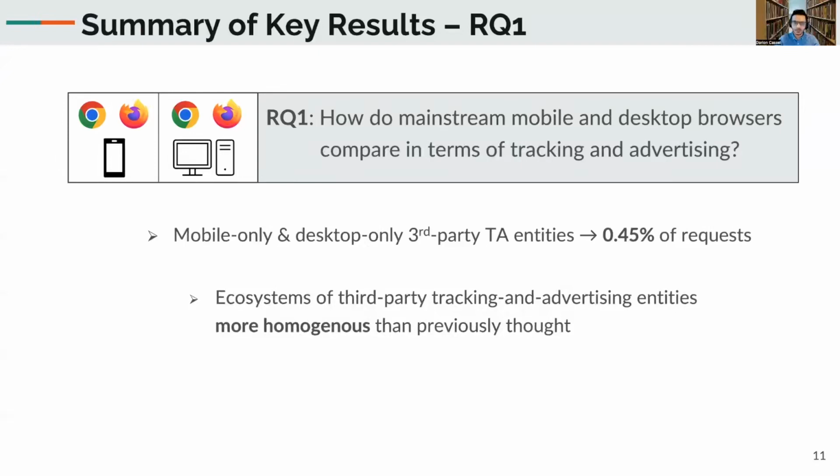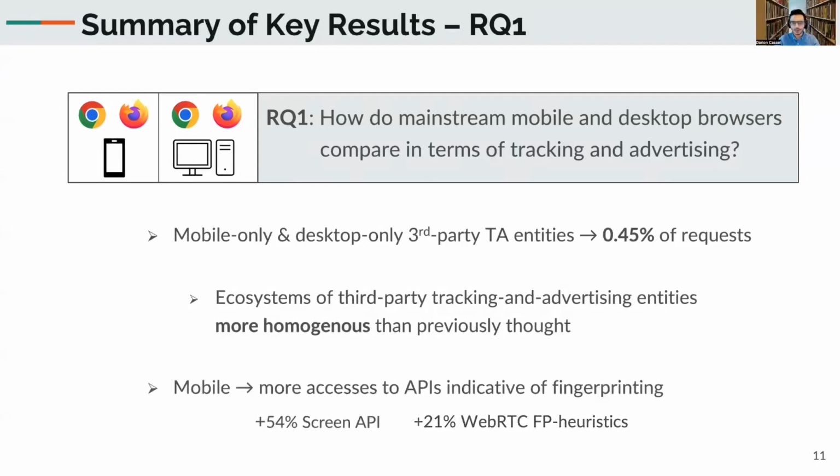However, what we found is that while the third-party tracking and advertising entities are essentially the same between mobile and desktop, they actually behave differently on mobile. On mobile, we saw more accesses to APIs that were indicative of fingerprinting, such as a 54% increase in the screen API accesses, as well as a 21% increase in fingerprinting heuristics that pointed to potential WebRTC fingerprinting occurring on the page.